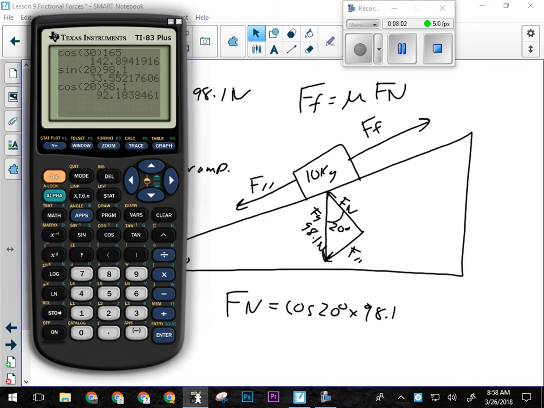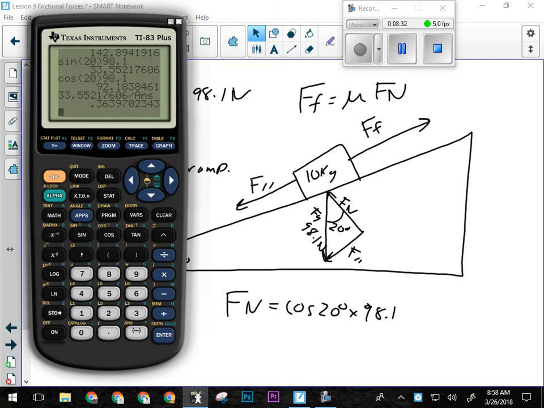All right, so it's 92.18, and now that we have that, we can divide our force of friction, which we calculated to be 33.55, just so we have everything, divided by our answer. All right, so our coefficient of friction is 0.36. We only have two significant figures, so 0.36, right?